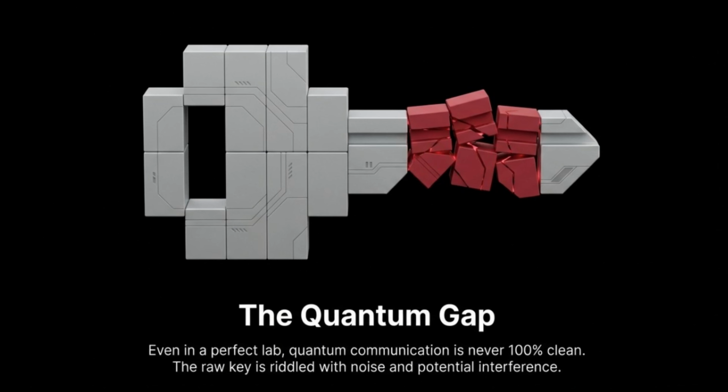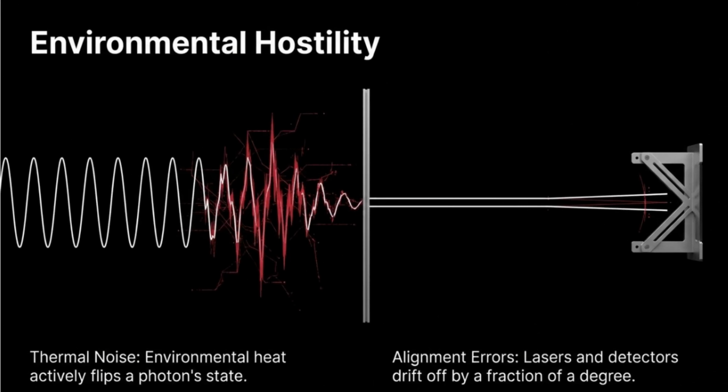To turn this fragmented structure back into a solid, unbreakable tool, we have to move beyond the physics of light and into the logic of information. Let's look at how we begin to repair this gap through the post-processing pipeline. To understand how we fix the key, we first have to understand what's breaking it.